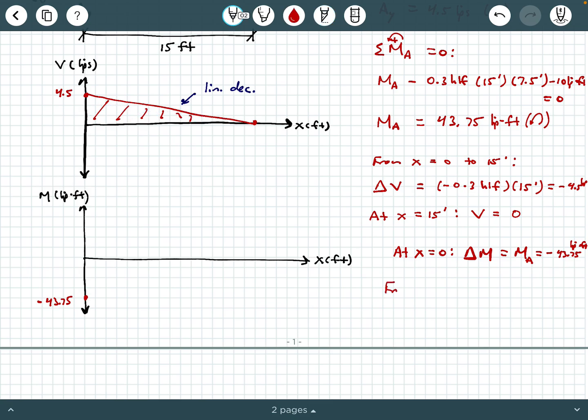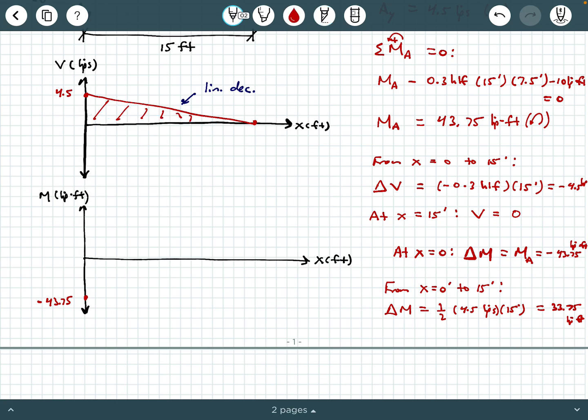Next, we're going to engage this area here. So we're going to say from x equals 0 to 15 feet, the change in moment is the area of that shear diagram. So that's just 1/2 times 4.5 kips times 15 feet. And that change in moment will give us what? Let's punch that through in our calculator. 1/2 times 4.5 times 15. That gives us a positive 33.75 kip feet.